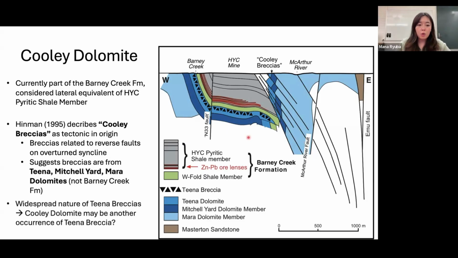Given what we now know about the Teena breccias, and how widespread they are, it seems reasonable to suggest that the Cooley breccias are just another occurrence of the Teena breccias. And we're quite certain of this because Malcolm, Chris, and Nick recently were able to take a trip to McArthur River and see this Cooley dolomite. From what they've told me, it looks exactly the same as the Teena breccias. So that's really exciting.